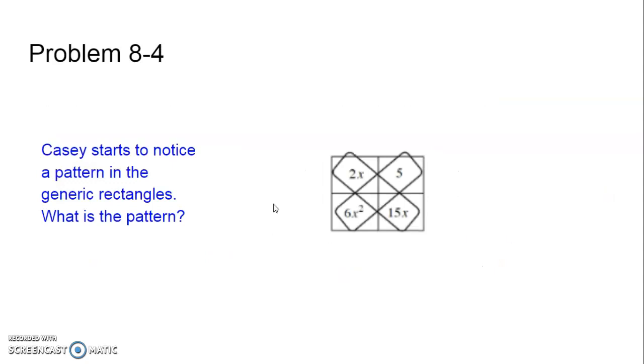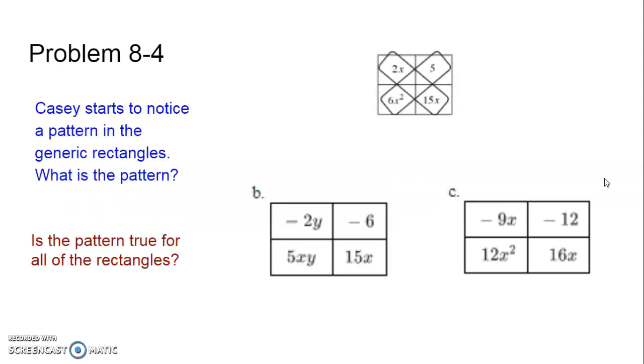All right, so problem 8.4, Casey starts to notice a pattern in the generic rectangles. Basically, she runs out of time, but she sees some patterns here. See if you can see what the pattern is. Right, I'm hoping you saw it. Okay, and the pattern is that the product of the diagonals is equal. So 15x times 2x is 30x squared, and 6x squared times 5 is also 30x squared. So this was rectangle A. Is it true for B and C? All right, well, let's take a look.